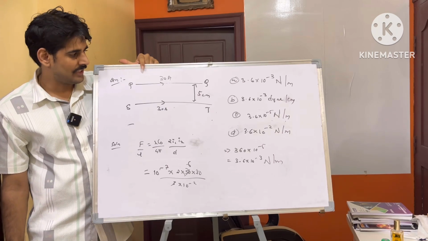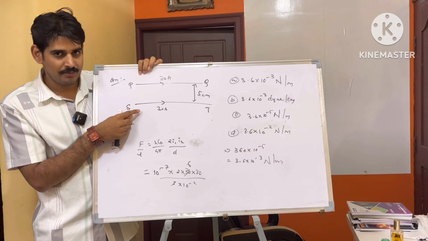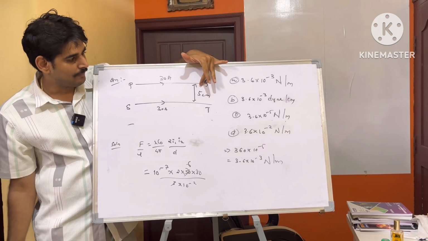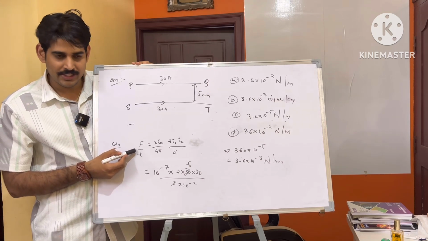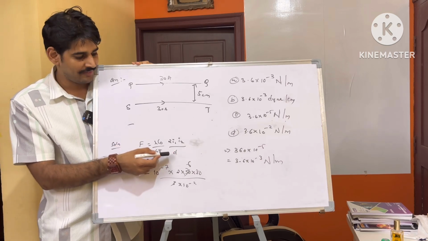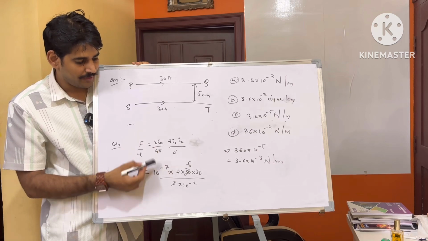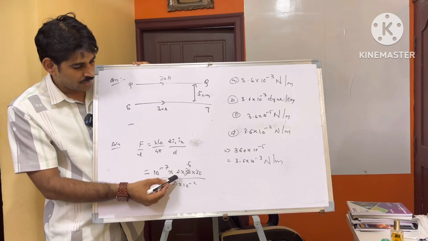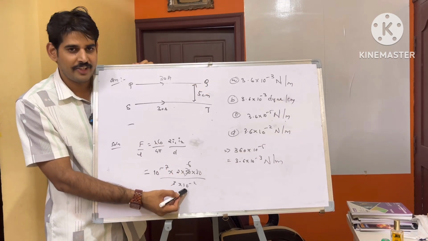In this question, we are asked to calculate the force per unit length between two parallel current carrying wires carrying equal currents of 30 ampere, separated by a distance of 5 centimeter. The expression to calculate force per unit length is F by L equal to mu naught by 4 pi into 2 I1 I2 divided by d. The simplified value of mu naught by 4 pi is 10 to the power minus 7. So 2 into 30 into 30 divided by the distance, 5 centimeter, which in SI terms is 5 into 10 raised to minus 2 meter.